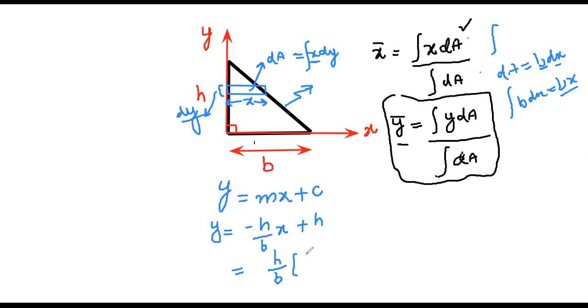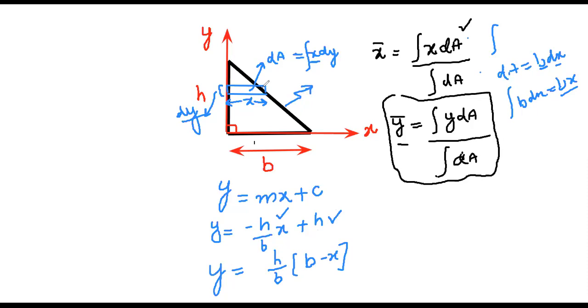If we take this h by b, we can write this as inside will be b minus x, because what will happen, h by b multiplied by b, b and b will cancel, you will get your h back. h by b into minus x will be h by b into minus x, you'll get this stuff. Okay, so this is the equation of this straight line.